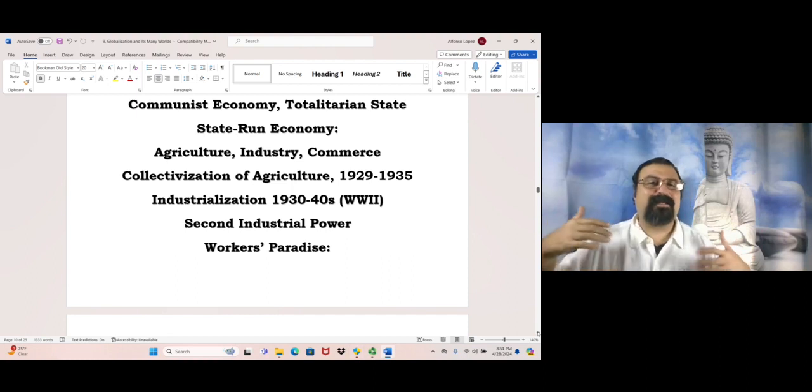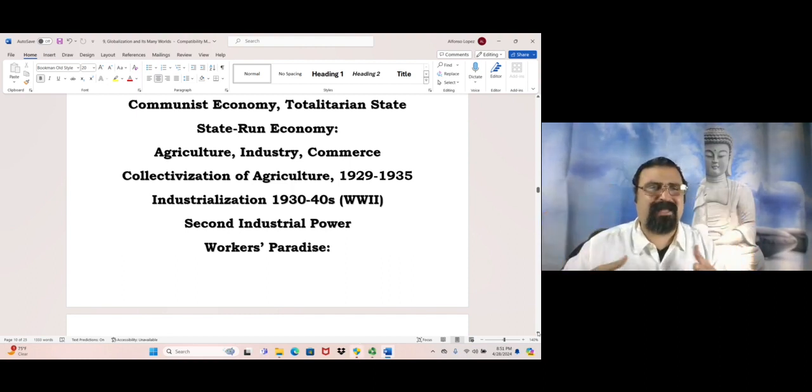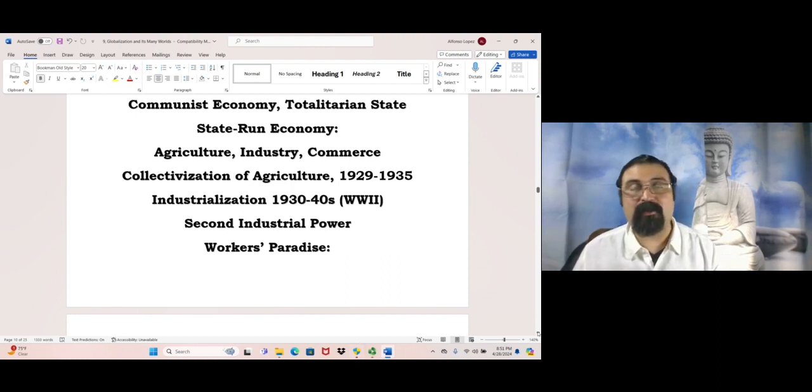So the state is the ultimate owner of everything, and everybody really works for the state, and the state plans the economy in terms of how many units of production people are producing and so on. The state is doing all of that again. So the idea that people are in charge of their own businesses, determining what to produce, what not to produce, how many units to produce, all of that is virtually non-existent under communist systems.